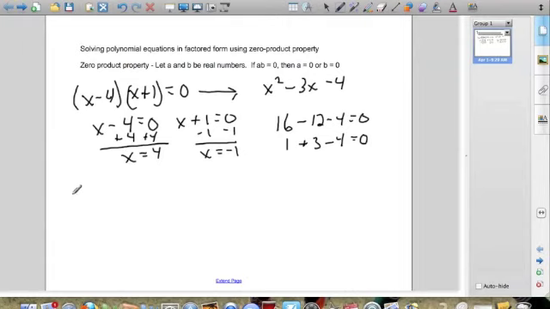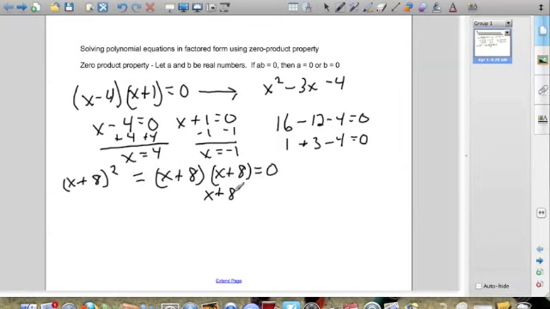Now you get other situations that can occur. Let's say I get x plus 8, and we're going to square that. Remember, when something is squared, it means you're going to multiply it by itself. So in this case, I actually have x plus 8 times x plus 8, and we're going to set that equal to 0. Now I don't have to solve both of these because I'm going to get the same answer. So I'm going to take x plus 8 and set it equal to 0.